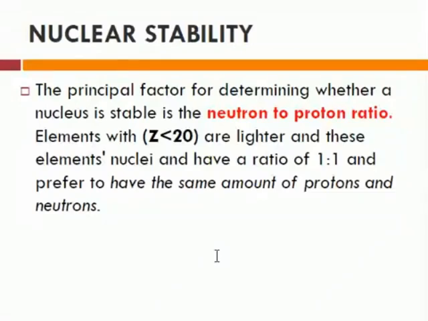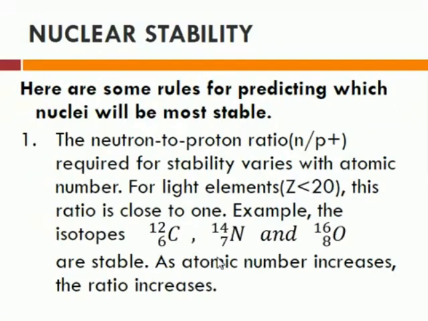The principal factor for determining whether a nucleus is stable is the neutron to proton ratio. Elements with an atomic number less than 20 are lighter, and their nuclei have a ratio of 1:1 and prefer to have the same number of protons and neutrons. So here are some rules for predicting which nuclei will be most stable. Number 1, the neutron to proton ratio.